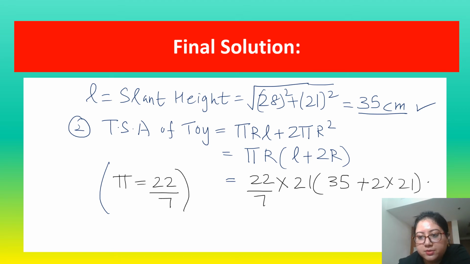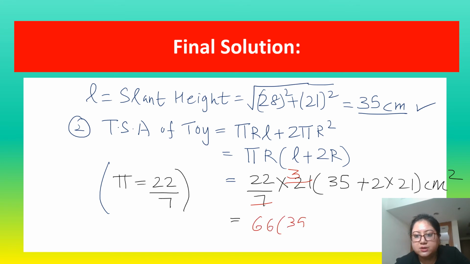And now you can easily solve this, and because it is area, the unit will be centimeter square. Very important not to forget. I would want you to now simplify this. You can do your simplification a little more easily by cancelling out the common terms. This will make your answer very easy. So 66, 35 plus 42. So just multiply, simplify, and you will get your final answer.